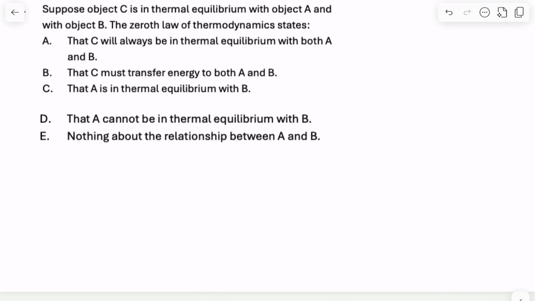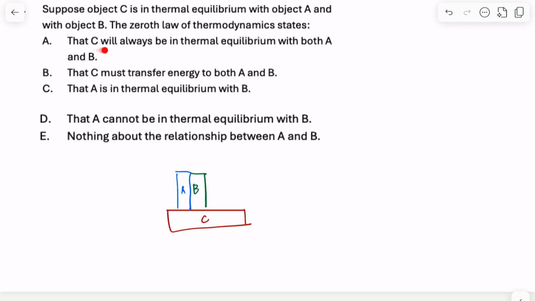Number 6. Suppose object C is in thermal equilibrium with object A and B. The zeroth law of thermodynamics states. So if you can recall, this is how it was illustrated in the book. So C, and then you have here object A or system A, and then some system B over here. Now let's check which one of the statements is consistent with the zeroth law.